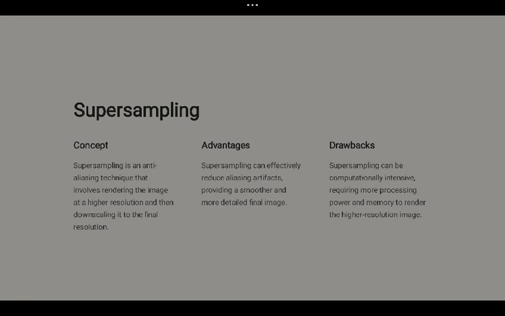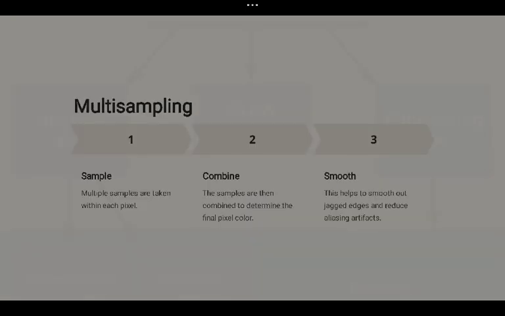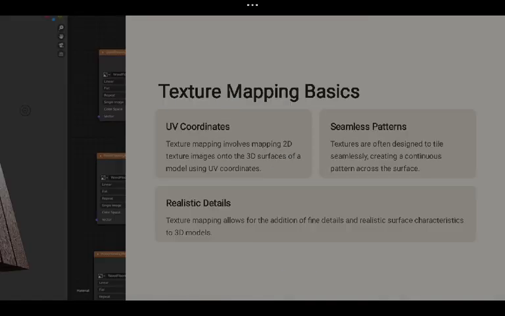Drawbacks. Supersampling can be computationally intensive, requiring more processing power and memory to render the high resolution image, which is a main drawback. Multisampling. Multisampling has three main steps: sample, combine, and smooth. Sample. In this, multiple samples are taken within each pixel. Combine, as the name suggests, the samples are then combined to determine the final pixel color. Smooth. This helps to smooth out the jagged edges and reduce the aliasing artifacts.